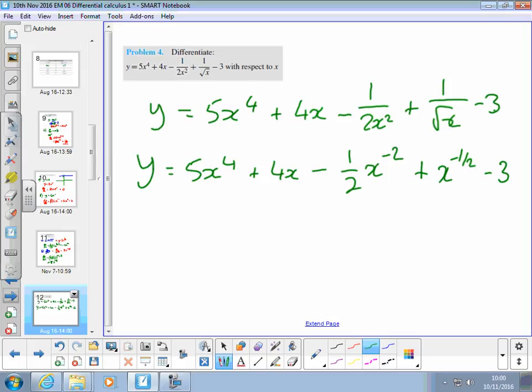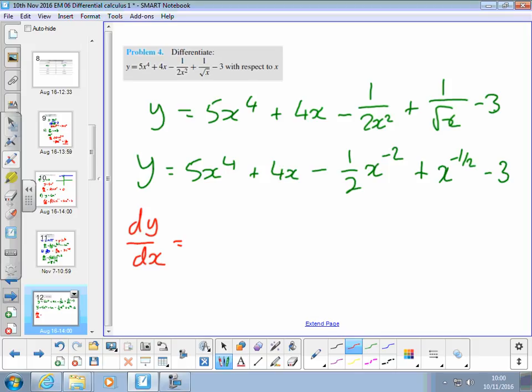No x with that as a constant. All we've done at the moment is rewrite those parts so that we got rid of fractions. Now what happens to 3 when we differentiate it? Constants disappear. All we need to do to differentiate this function, find dy by dx, is differentiate each term one at a time. So when they're added or subtracted from each other, just differentiate each one.